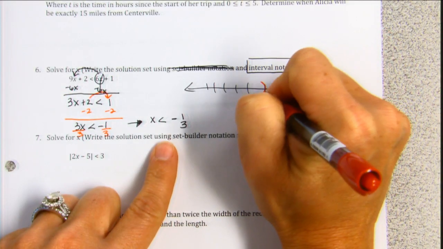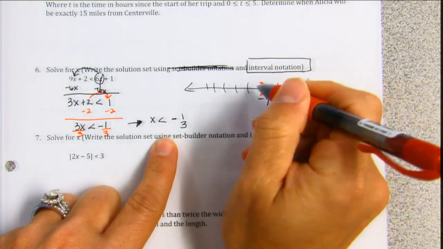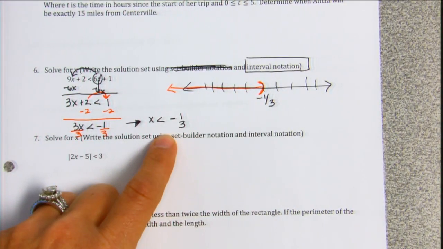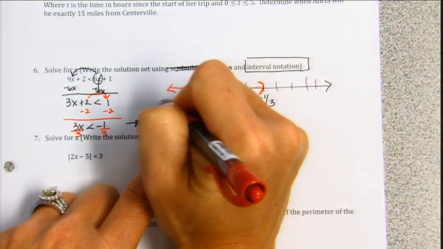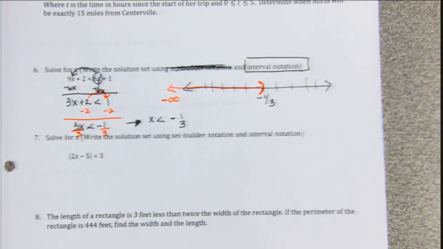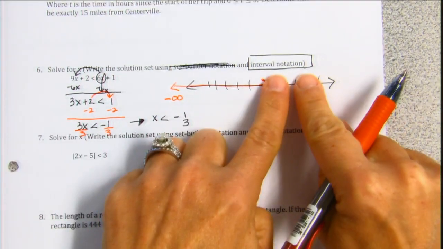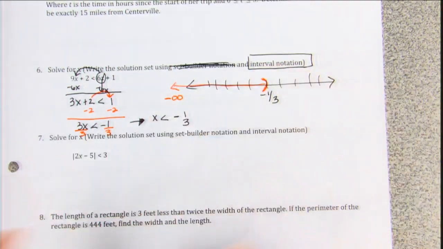I'm using a soft bracket and I'm going to point to the left because that's less than, right? And it goes to negative infinity. And the reason I do that is because this right here builds my interval notation.